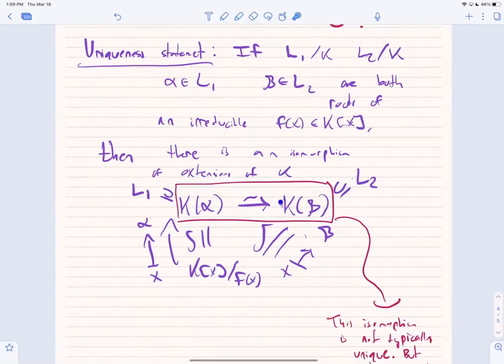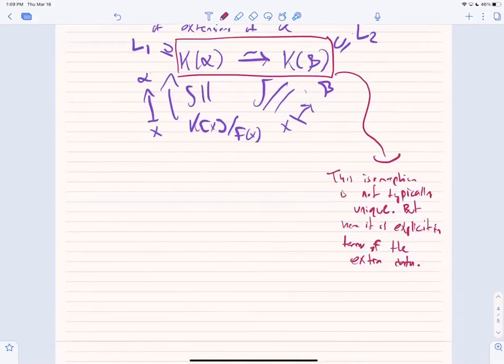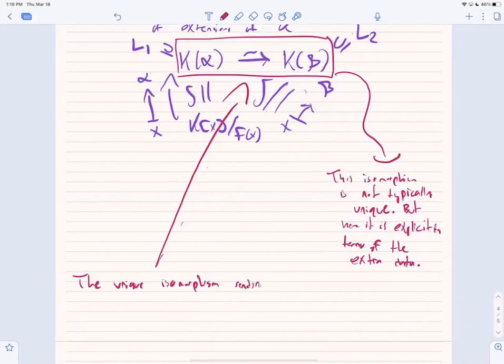And similarly for this beta. I've used the fact that I've given a root of f here, and a root of f here, to give an isomorphism between these two sub-extensions. So the right sentence is, this is the unique isomorphism sending alpha to beta.